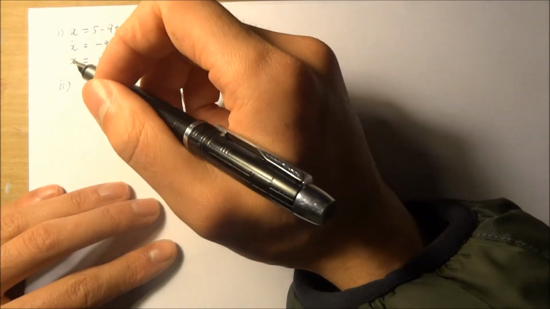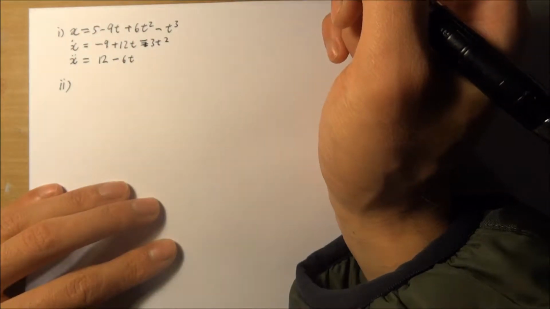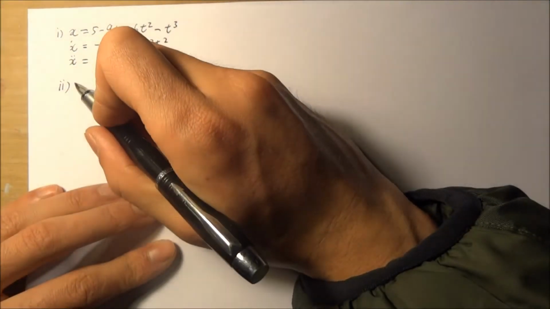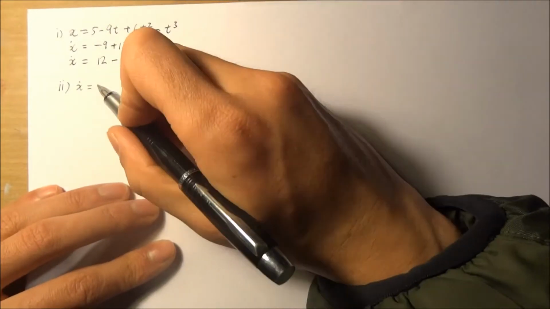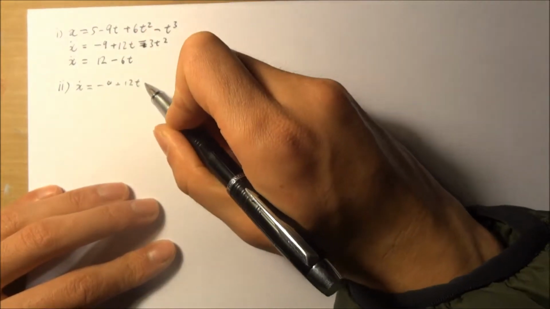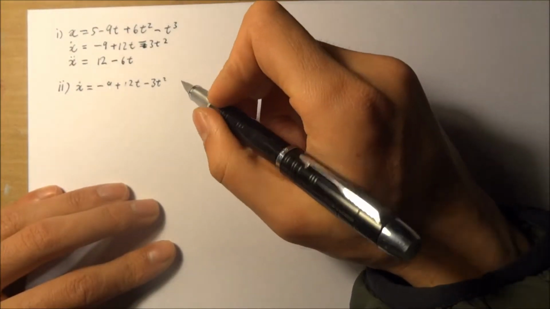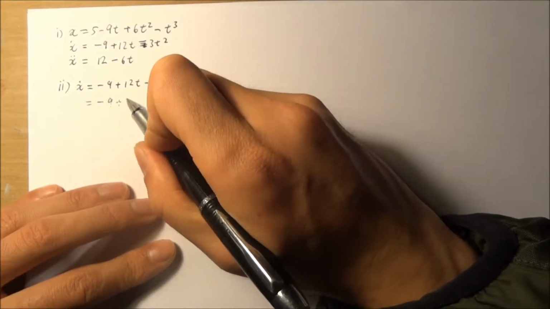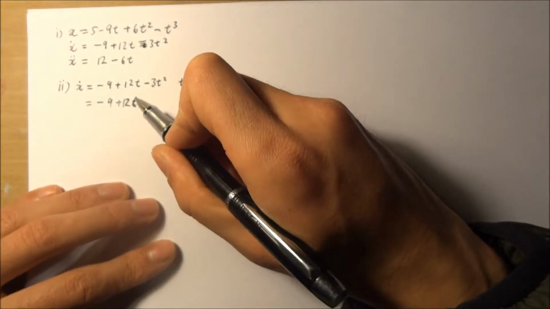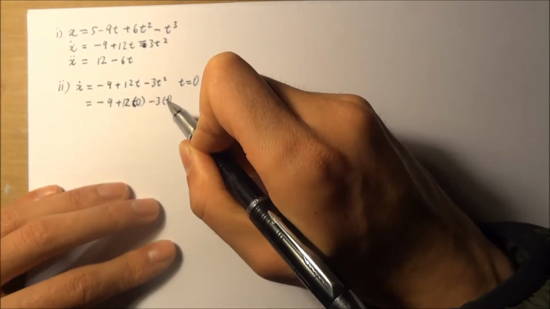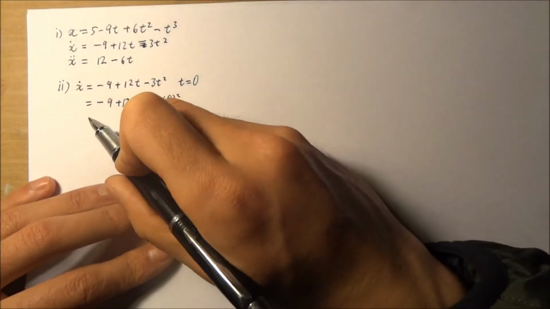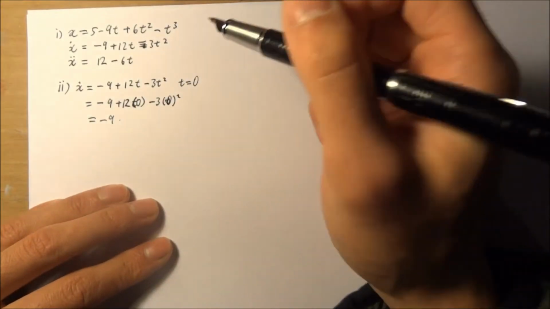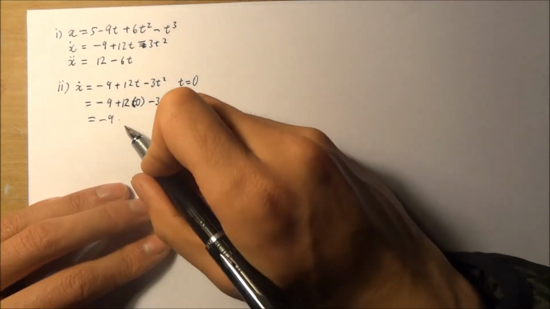For the second part, we're looking for the initial velocity. That's what we find, because for direction, we just have to find the sign of the initial velocity. We have already found the equation of velocity, which is minus 9 plus 12t minus 3t squared, and initial means when t equals 0. So it's minus 9 plus 12 times 0 minus 3 times 0 squared. 12 times 0 is 0, 3 times 0 squared is still 0, so it's minus 9. It's a negative velocity, so it's moving towards the left.